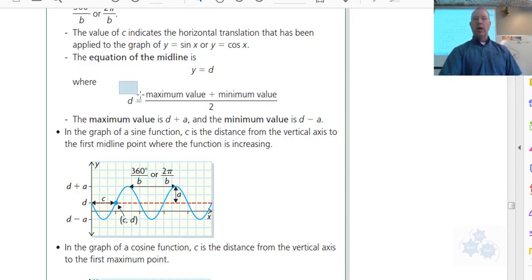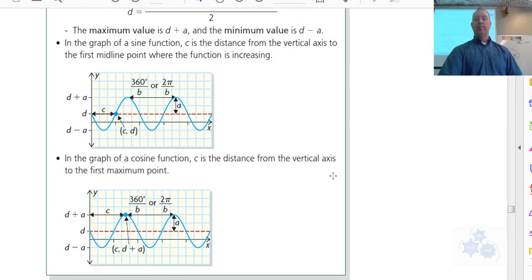We didn't really do an equation for D, right? But there's how you would calculate D. Okay, maximum plus minimum divided by 2. That's the average. That's really the equation of the midline, isn't it? So that's what D is as well. So anyways, you can look at that as well.